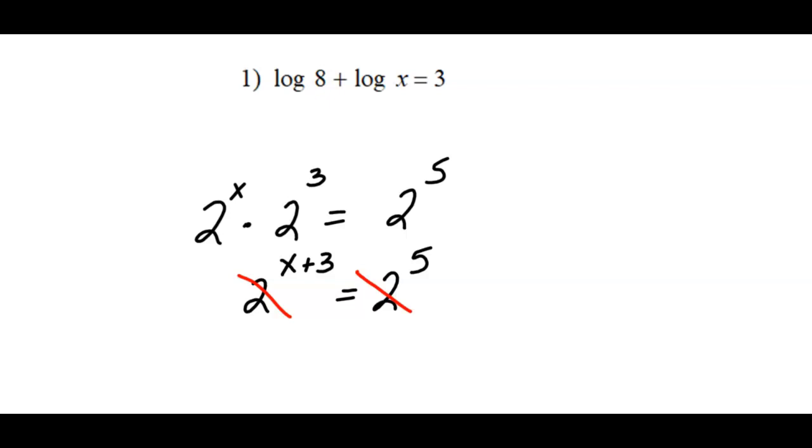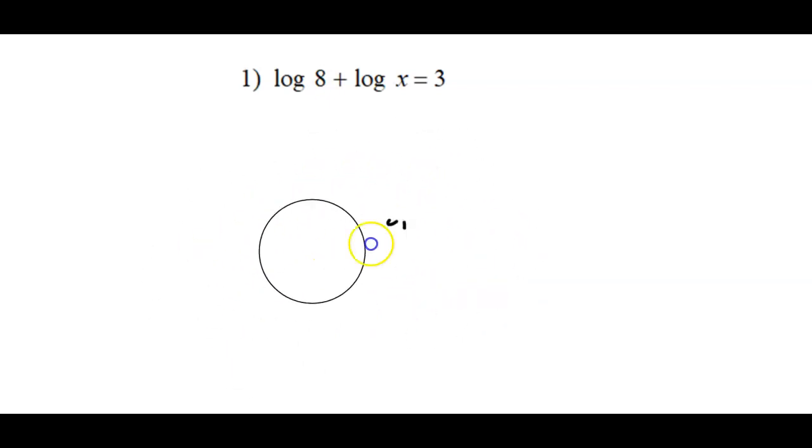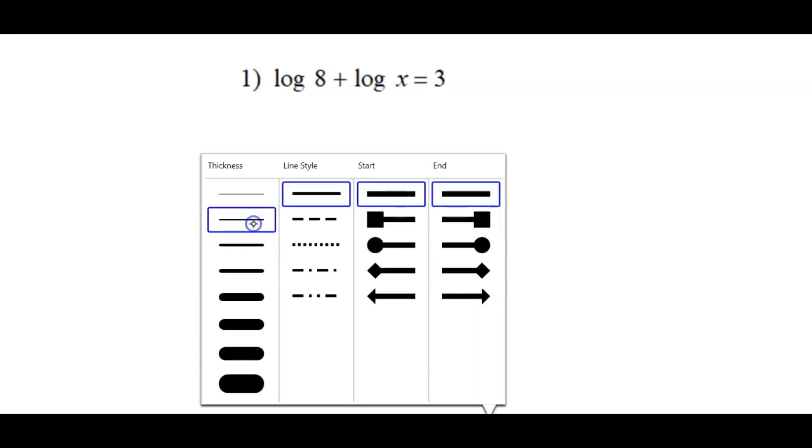So it's very similar with your logs. You don't want to solve until you have a single log on one side and a number on the other, or a single log on each side. So we have 5 examples that we're going to go through today.